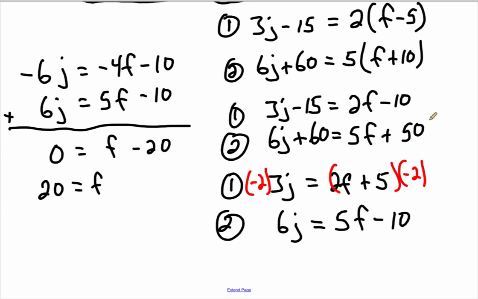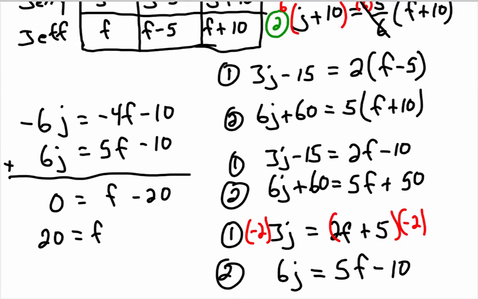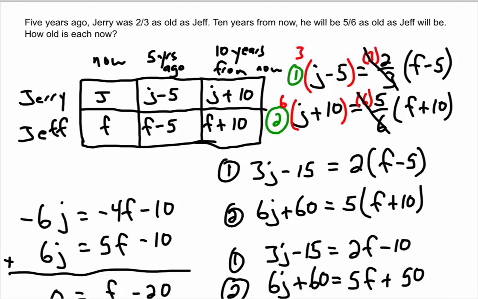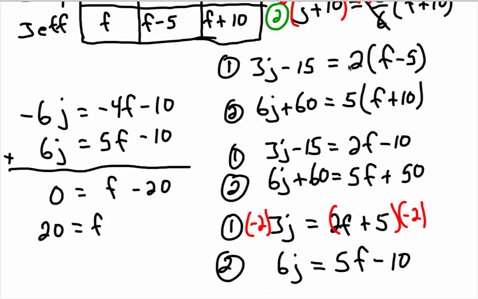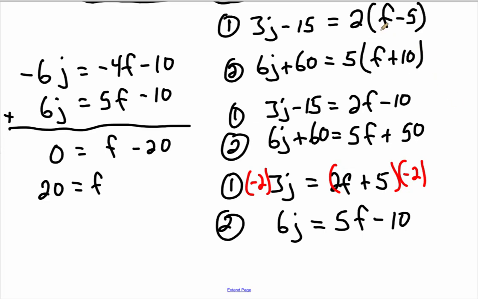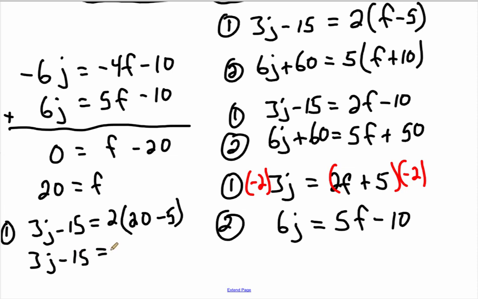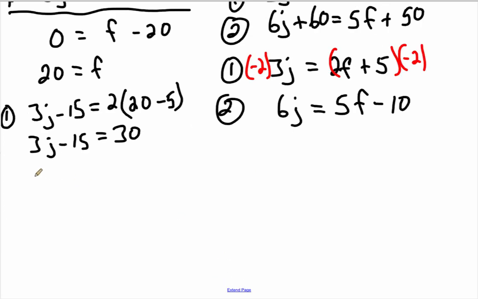Now, if we go back to one of these equations, maybe equation 1 looks like the easiest. So equation 1 is 3j minus 15 equals 2 times, and now we know f is 20, so we're just going to replace that. So 3j minus 15 equals 2 times 15, so that's going to be 30. Then I'm going to add 15 to both sides, so I get 3j equals 45. And finally, we divide both sides by 3 and figure out that j is 15.